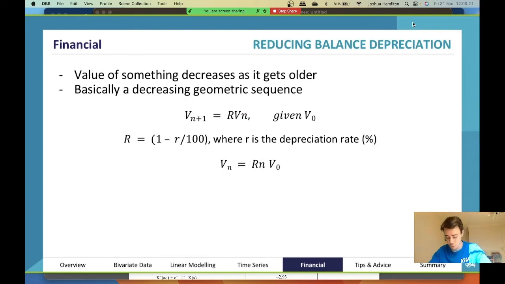Now what we get into is reducing balance depreciation. Reducing balance depreciation is going to be done mainly on your financial solver, and we're going to go through an example where you don't use the financial solver, but it's quite important that this is mainly done on the financial solver. So the value of something decreases as it gets older, basically a decreasing geometric sequence. As you can see here, you have Vn plus 1 equals R times Vn. Then you have another equation that says R equals 1 take r divided by 100, where r is the depreciation rate in percentage.